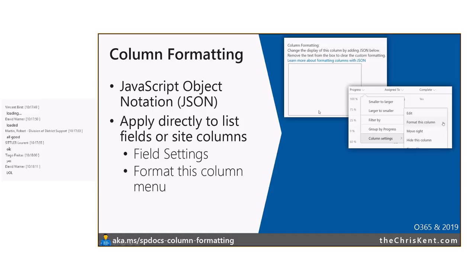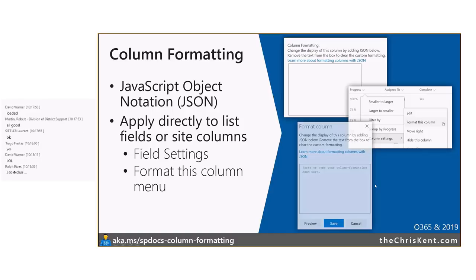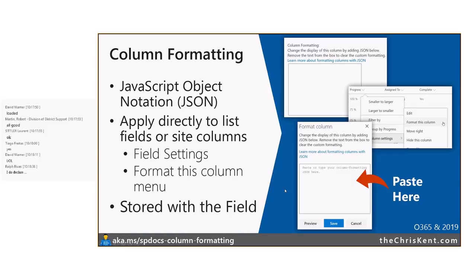You can go right to the field settings. You can format the column menu, right? You come in here and you paste, and it's all magical and everything works great. The key thing to note with column formatting, and we'll talk about why this is key, is that it's stored with the field itself. So anywhere you use the site column or that field, on all views for a list, or multiple lists where you're using that site column, that formatting is applied. All right, so that's your refresher on that.